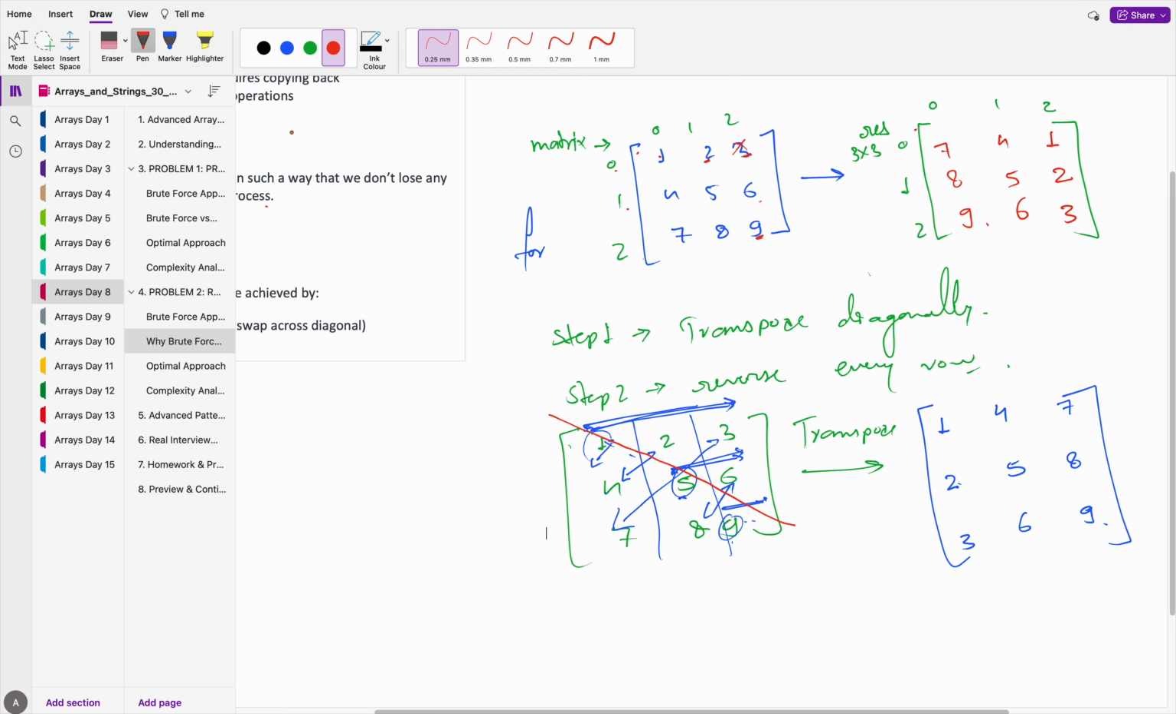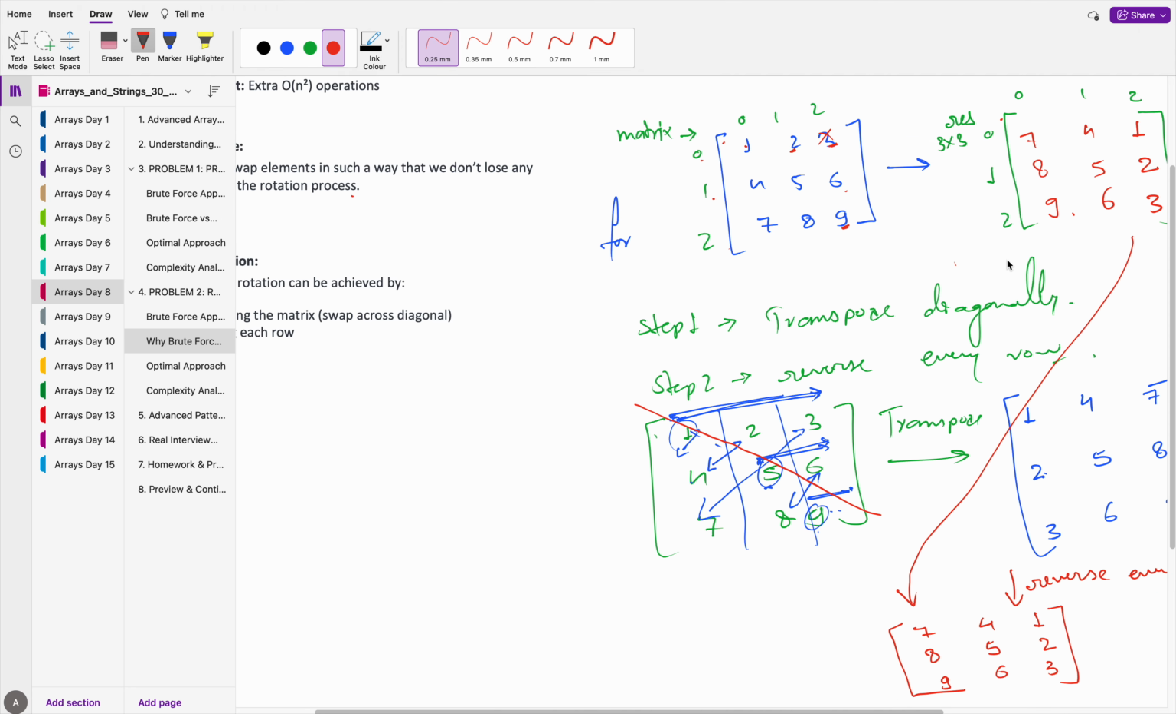And once it is transposed, after that reverse every row, है ना, reverse every row. What I am doing, if I reverse row number 1, 7 4 and 1 would be there. Row number 2, 8 5 and 2. Row number 3, 9 6 and 3. Then I am getting what? I am getting the actual reversed matrix. Yes or no? Sorry, rotated matrix, 90 degree rotation.